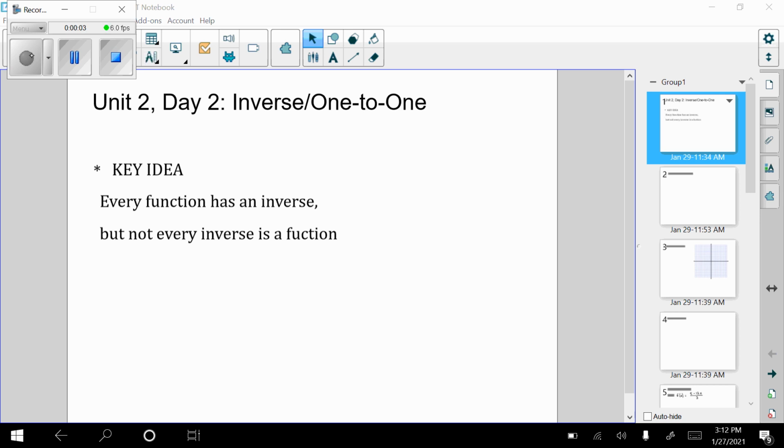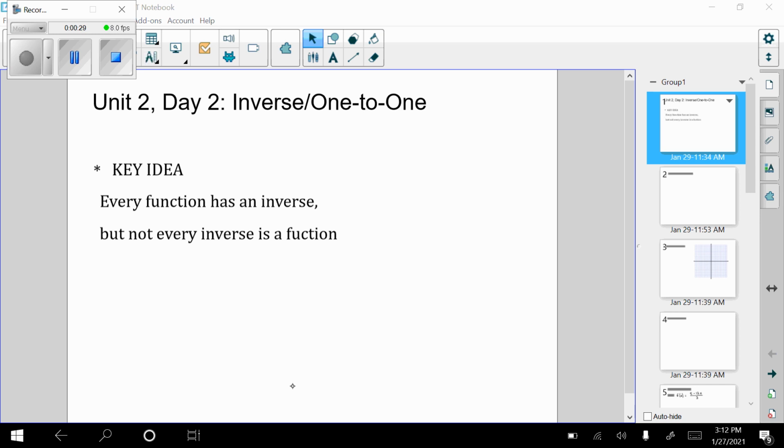All right, so Unit 2, Day 2, we're going to look at inverse functions, which we've all seen before. So this should be pretty much a day of review. And then we'll take inverse functions to the next level at some point this semester. All right, so today's key idea is every function has an inverse, but not every inverse is a function.